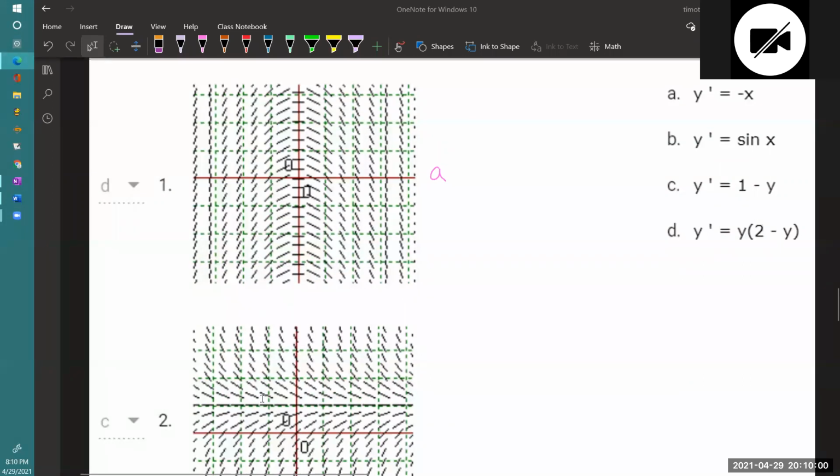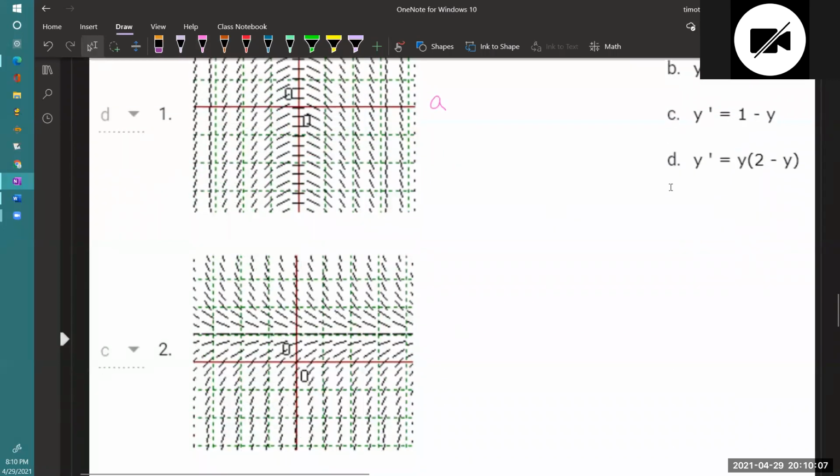Now, over here, this one. So that one was A. We decided that one was A, so we'll cross A off. Over here, let's talk about this one. What's my slope?